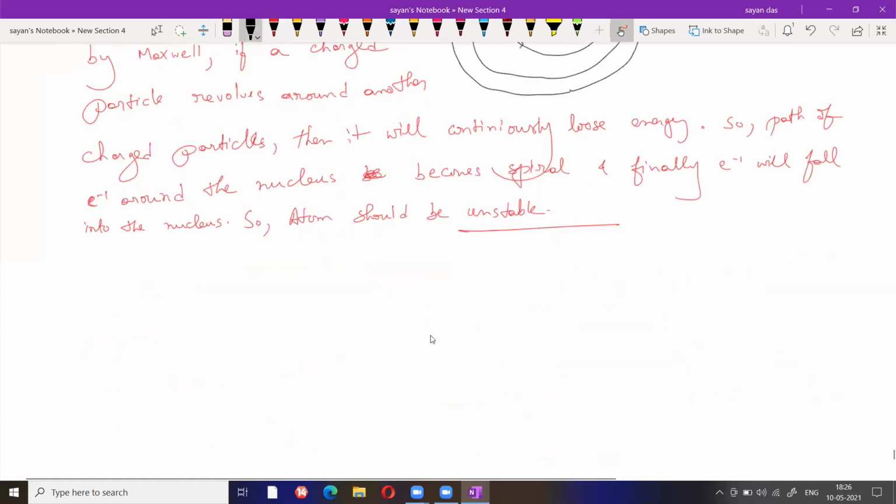No, sir. Okay. Now the very easy class 10 concept, atomic number and mass number concept. Atomic number and mass number.